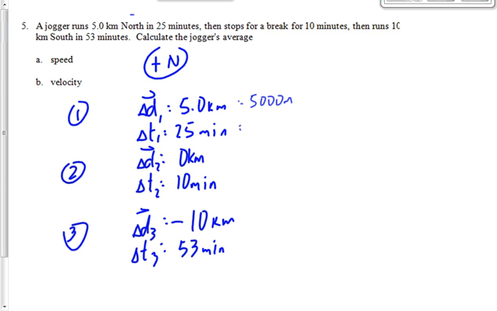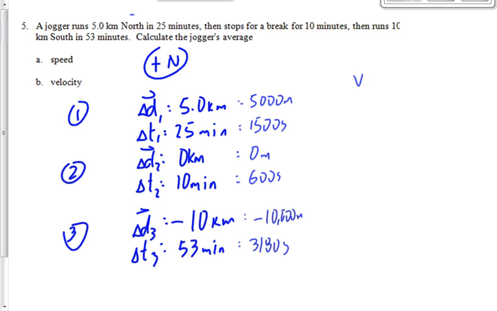25 times 60 is 1,500 seconds. This is 0 meters, and 10 times 60 is 600 seconds. This is negative 10,000 meters, and this is 53 minutes. Multiply that by 60, we get 3,180 seconds. So now I'm in meters, I'm in seconds. We could have gone kilometers and hours, but to me this makes a little more sense.